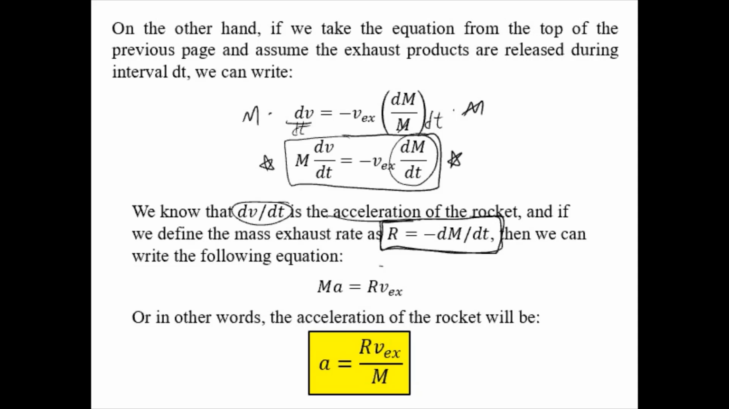If I substitute that in, we get this nice little equation: the mass of the rocket times its acceleration equals the rate at which it's burning fuel in kilograms per second times the speed of the exhaust gases. Obviously, the exhaust gases are going to push the rocket forward. Solving for the acceleration is simple: the rate of burning fuel times the speed of the exhaust gases, divided by the total mass of the rocket, gives us the acceleration. Let's take a quick look at an example of that.